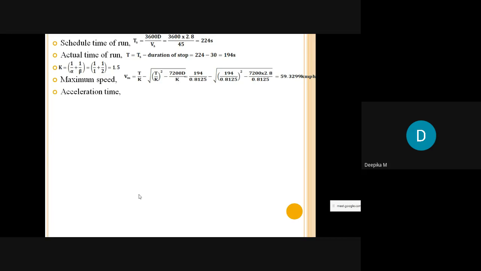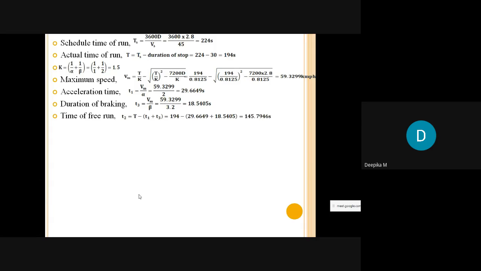kilometer per hour. Acceleration time T1 is Vm by alpha, hence it is 29.6649 seconds. Duration of braking we have to calculate, that is Vm by beta, which is 18.5405 seconds. How do you calculate T2, the time for free run? It is T minus (T1 plus T3), which is 145.7946 seconds.